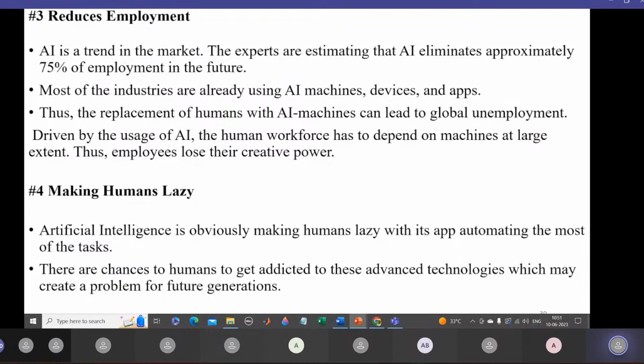Most industries are now moving to AI machines, devices and applications, and unemployment will be leading to all these AI machines. So the human workforce has to depend on machines to a large extent, but employees lose their creative power. That is reducing employability and making humans lazy.